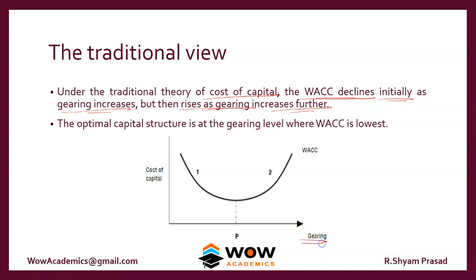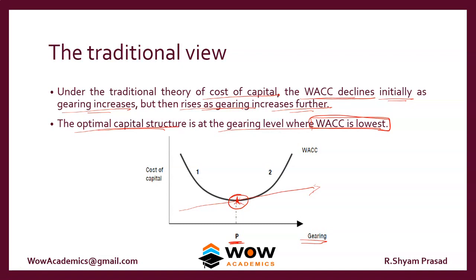In this picture, this is gearing. As gearing rises, the WACC falls to a point, and as the debt still rises, that leads to the WACC increasing. So that is an optimal point. The P refers to the optimal point. The optimal point is the optimal capital structure. That is, at that point, the WACC is the lowest. So the companies should aim for this combination of capital structure.